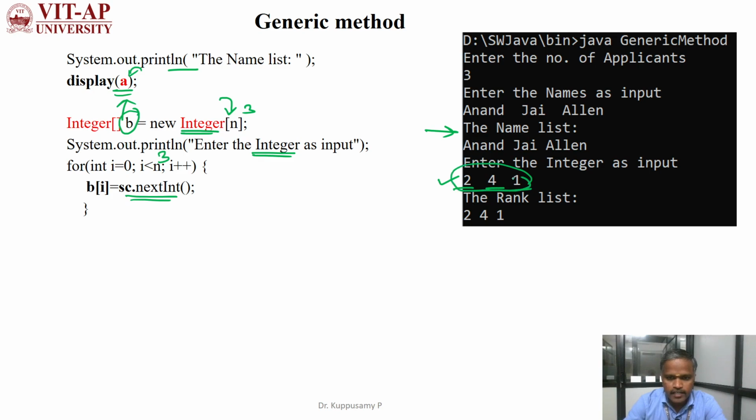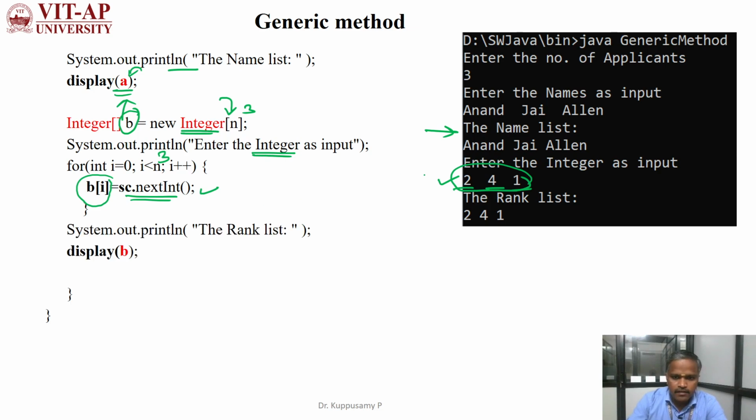This 2, 4, 1 is received in the name of object variable b. Now b is having 3 values. Then I am passing this b, 2, 4, 1, to the display method. Initially we carried Anand, then Jay and Alan in this display statement. The same method which was previously taking string data type is now taking integer values.